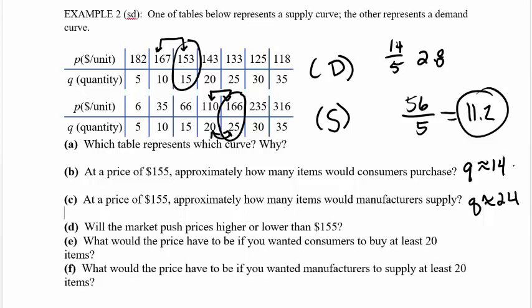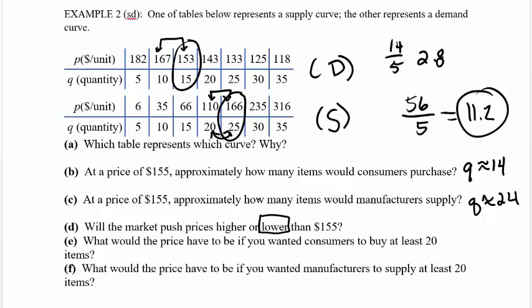Part D. Will the market push prices higher or lower than $155? So notice here that when we're at $155, that supply is greater than demand. Whenever supply is greater than demand, that's going to push the market down. So that's going to push the market to be lower than $155.